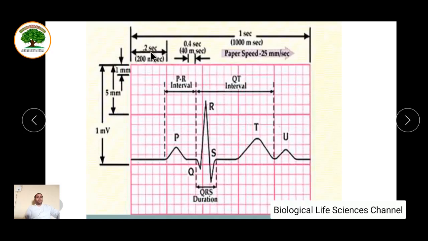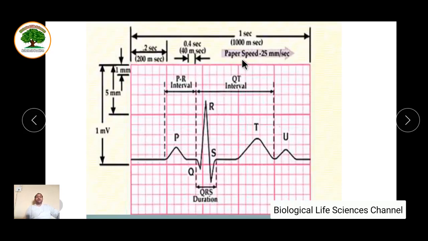The time intervals are also shown here. You can see this square counts for 0.2 seconds, the bigger one counts for 0.4 seconds, and the largest one counts for 1 second. Okay. So this is how the readings are taken, and the heartbeat or heart rate is measured.